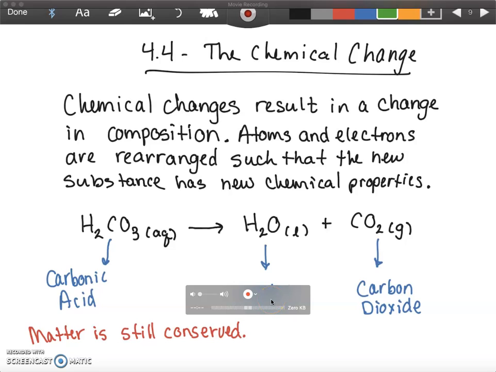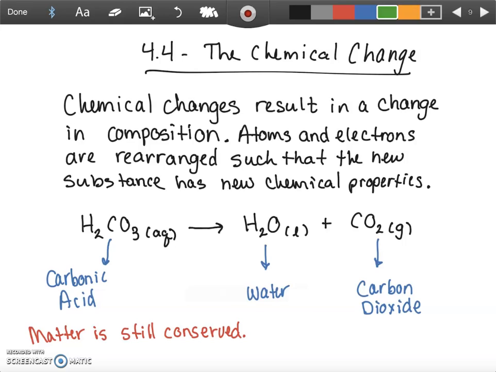Okay guys, welcome back to 4.4, a continuation into the chemical change. For chemical changes, they result in a change in composition. In other words, the atoms and electrons are rearranged such that a new substance with new chemical properties forms. Let's take, for example, the decomposition of carbonic acid right here, H2CO3. Carbonic acid will break down into water and carbon dioxide.